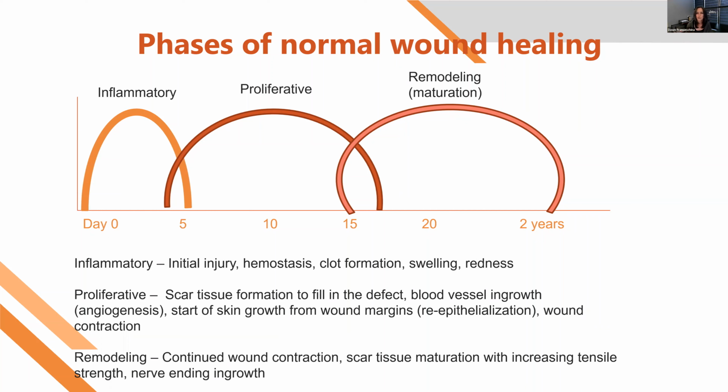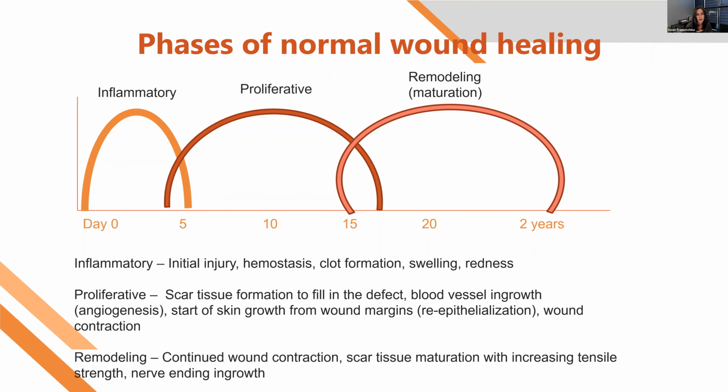So this inflammatory phase is usually day 0 of initial wounding, all the way through to about day 5 is when the inflammatory phase of wound healing is happening. The next phase, the proliferative phase, is from about day 3 or 4 to about week 2 or 3 of the process. And then the remodeling phase kicks in from about week 2 all the way through to 2 years post-injury. And so there is some overlap between these phases, as you can see on this graph.